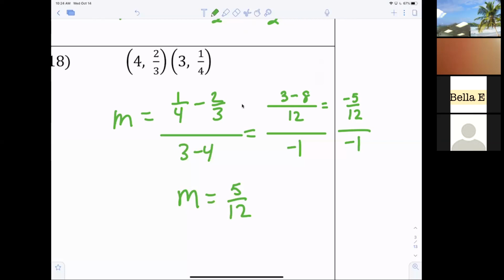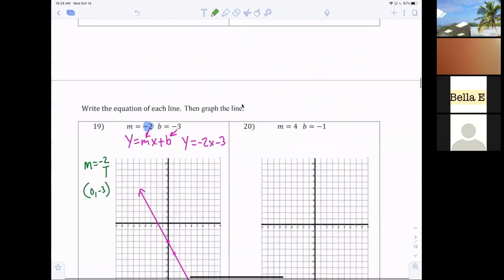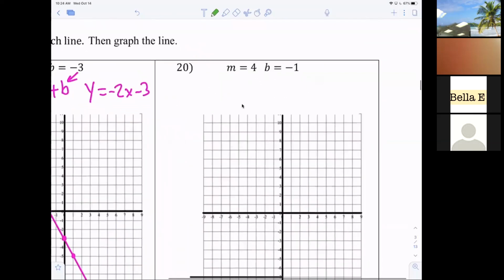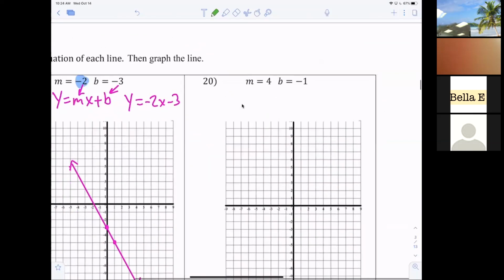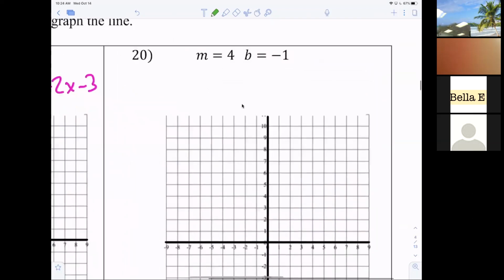Right? Okay, here we go. Now, again, we started this yesterday. Write the equation of each line. Everybody should be able to write down y equals mx plus b. That's the equation that I'm talking about. Y equals mx plus b. M again stands for the slope. B stands for the y-intercept.